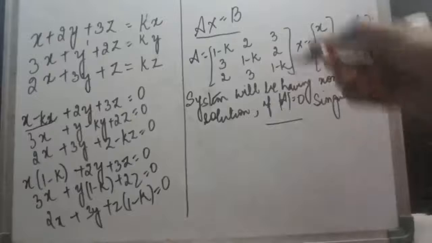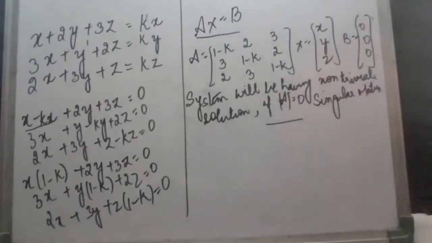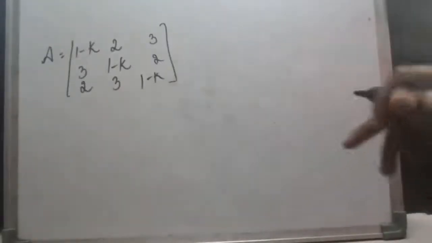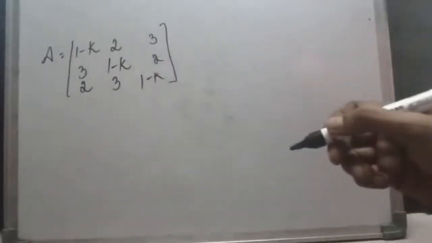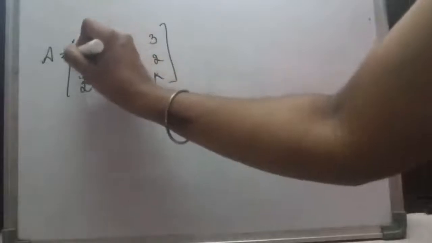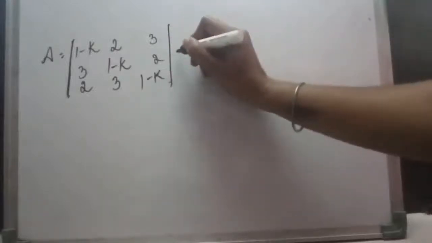So now what will I do? I will calculate the determinant of this matrix and I will keep it equal to 0. So this was the A matrix that I got. So I will be taking the determinant of this and I will be keeping it to be 0. So what will I do? I will simply write the sign of determinant over here. Instead of writing these brackets, I will write the sign of determinant and that will be equal to 0.